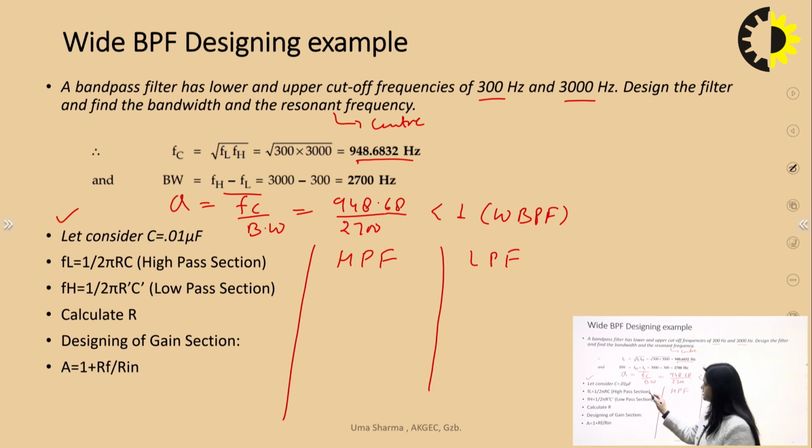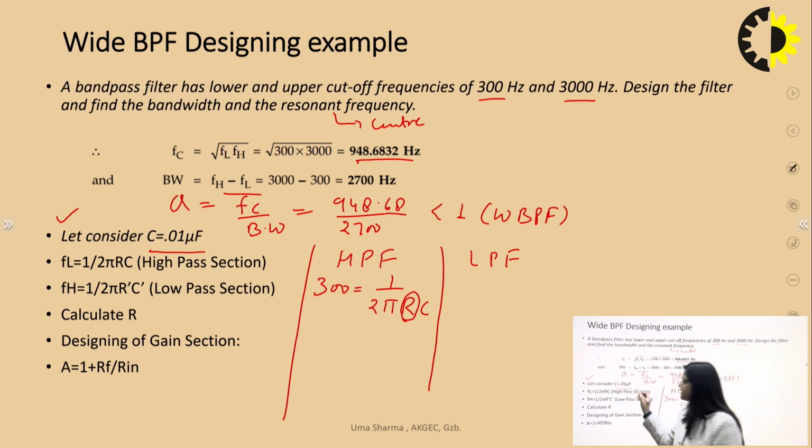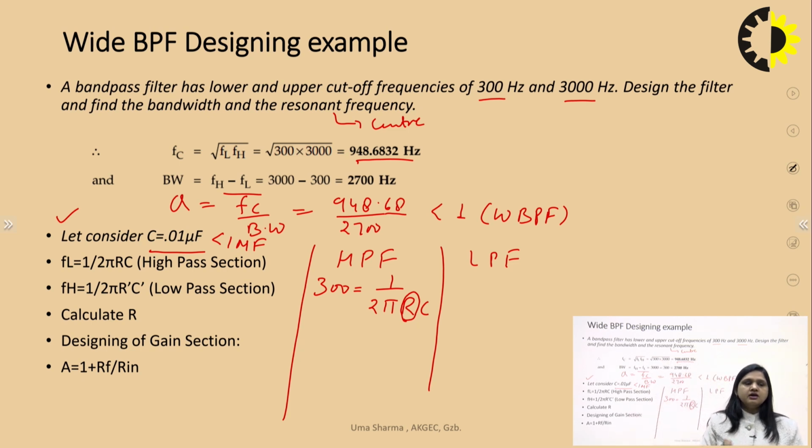So for the designing of the high pass section, we have to find out FL, that is the lower cutoff frequency, and the lower cutoff frequency is given as 300. With the help of this formula, 300 equals 1 upon 2 pi R into C, we can calculate the value of R. We can calculate this because we have assumed that C equals 0.01 microfarad. You can take any value of C which should be less than 1 microfarad. This is the designing rule. So you have to consider the value of capacitor less than 1 microfarad, and I have chosen 0.01 microfarad.